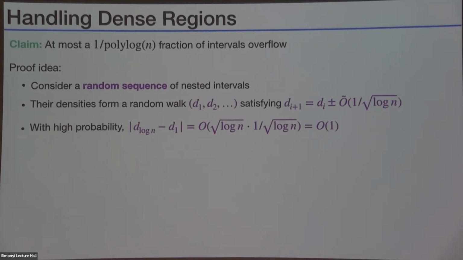High probability is 1 minus 1 over polylog, right? Not 1 over poly n. Yes, because it should be high probability with respect to the number of steps in the random walk, which is log n, and that's why we get this 1 over polylog n.